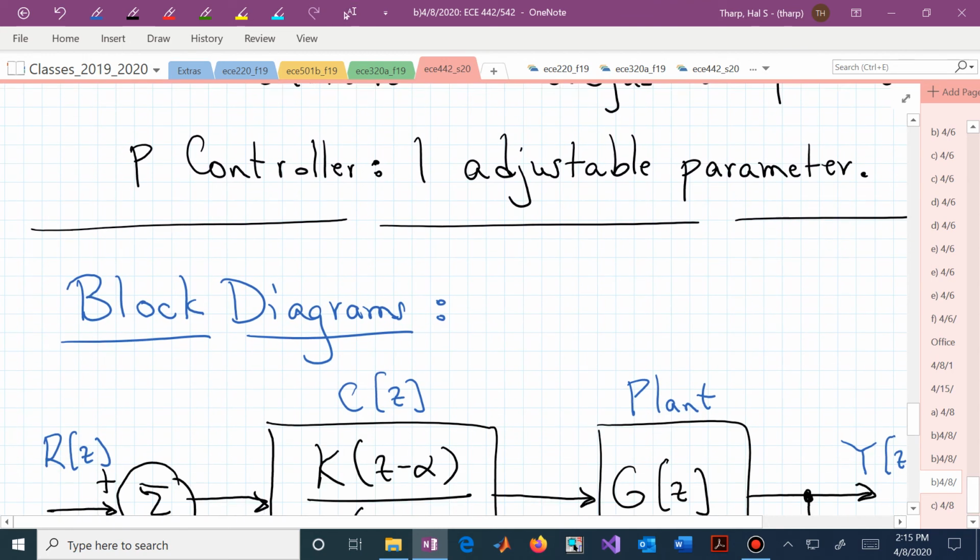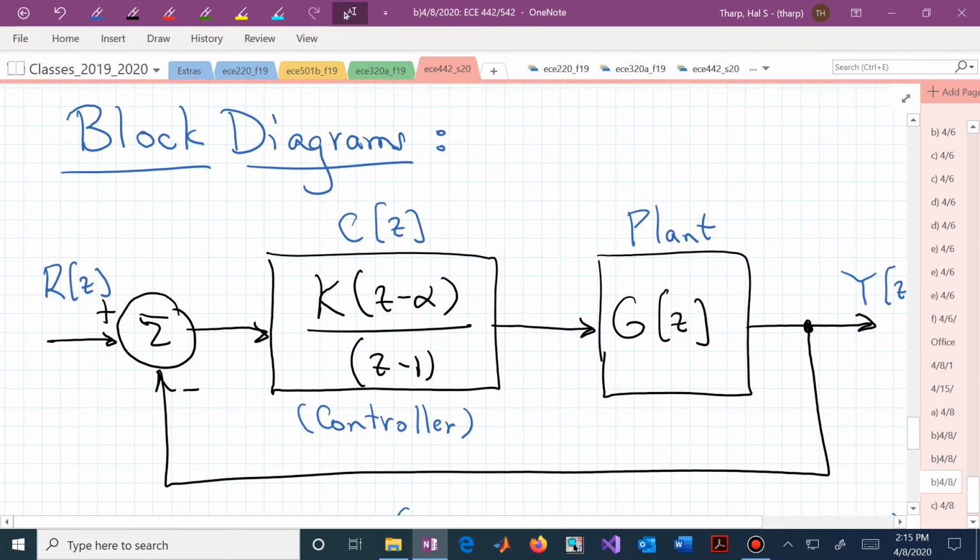Well, do we have to completely rethink how we design our system? Not really. Let's look at the block diagrams. Here is our plant, G of S, some plant, some system that you're trying to control, controlled with a PI controller. PI controller, we have a fixed pole at z equal to 1. That's the z minus 1 factor. We have the ability to adjust the 0 location by manipulating alpha, and we have the ability to adjust the gain k in that system.